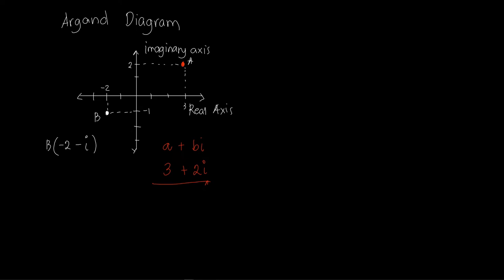Next, let's try performing addition and subtraction of complex numbers. It is easy to add or subtract complex numbers. The two complex numbers are added or subtracted by simply adding or subtracting separately the two real parts and the two imaginary parts.